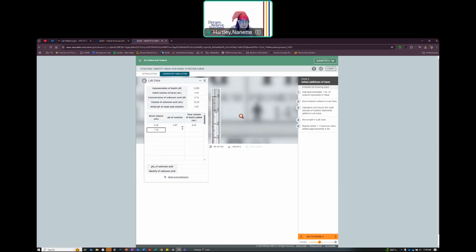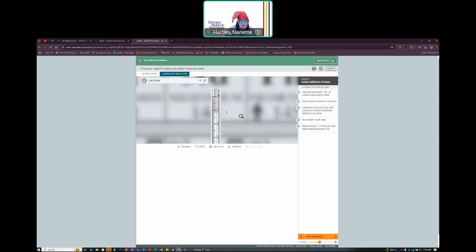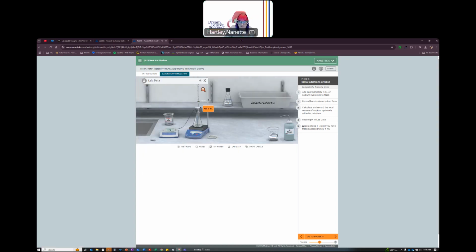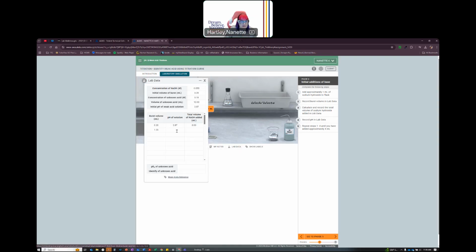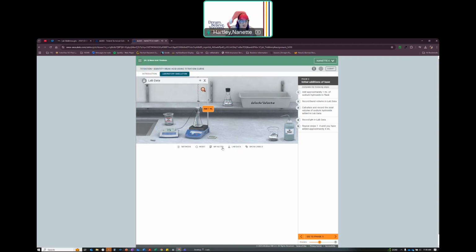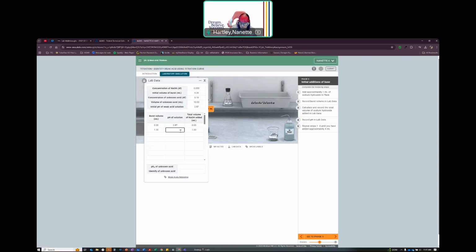1.20. Because I can wait. And I can zoom out. So we've recorded the volume, calculate and record the total volume of sodium hydroxide added in the lab data. Total volume added is 1.00, because it's the difference between those two. And then the pH at this point is 3.51.